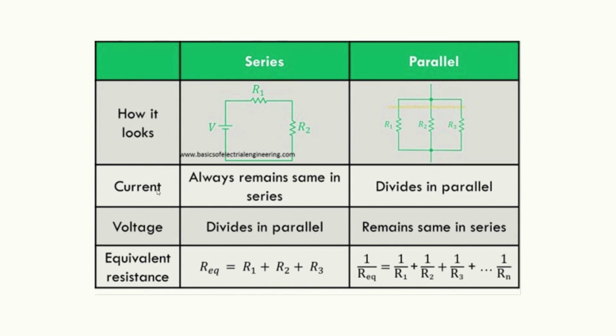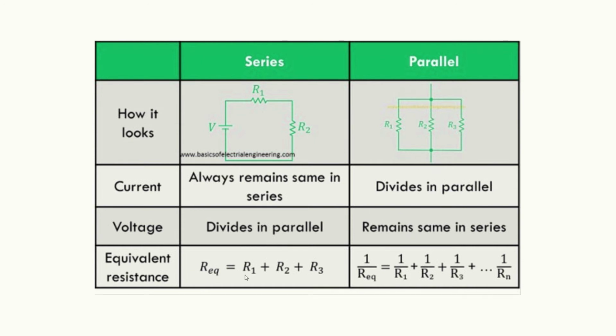In a series connection, the current always remains the same. That means the current is constant, while it is distributed according to the resistors in a parallel connection. While the voltage is distributed in a series connection according to the given resistors, and it remains constant in a parallel connection.